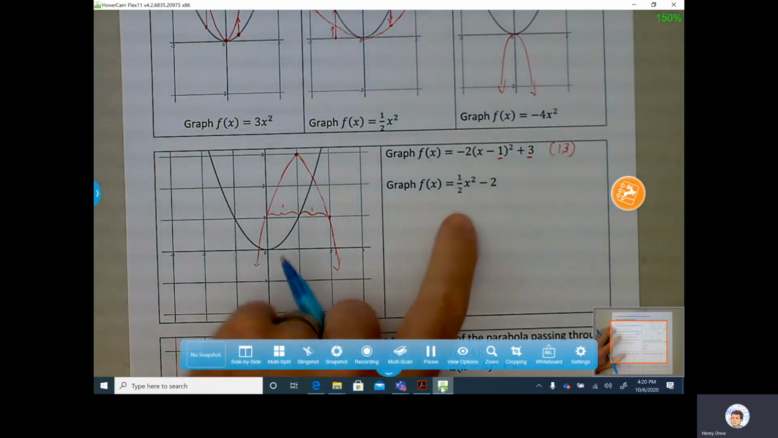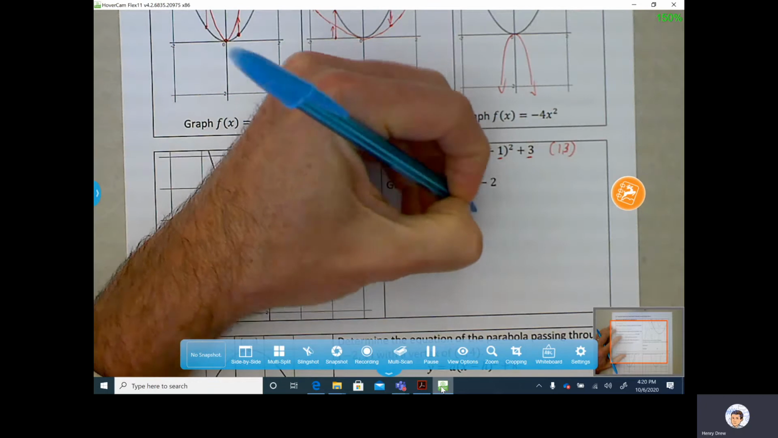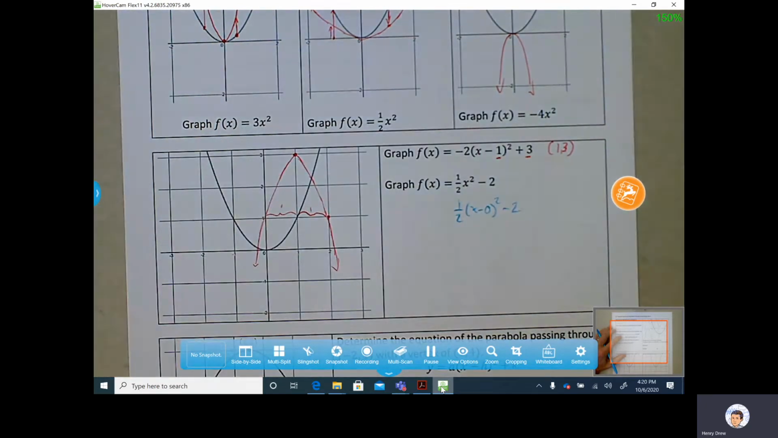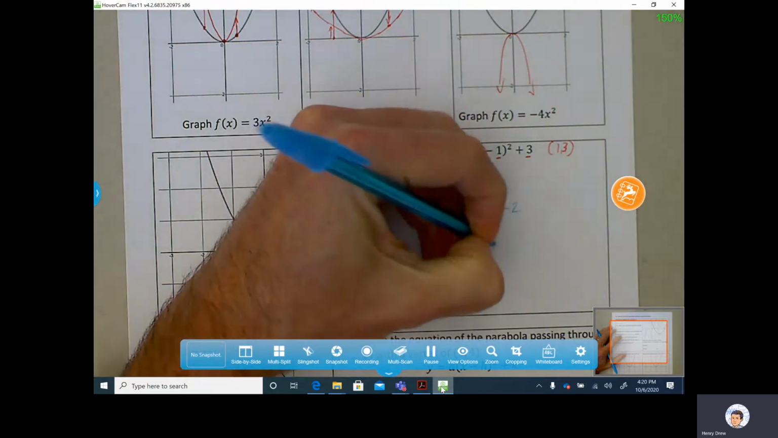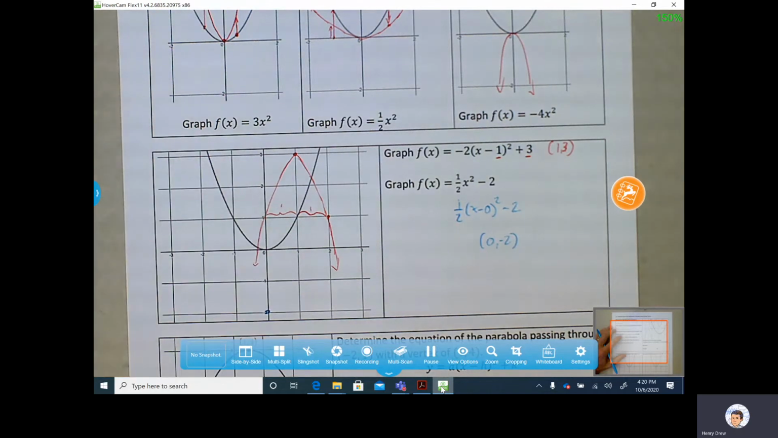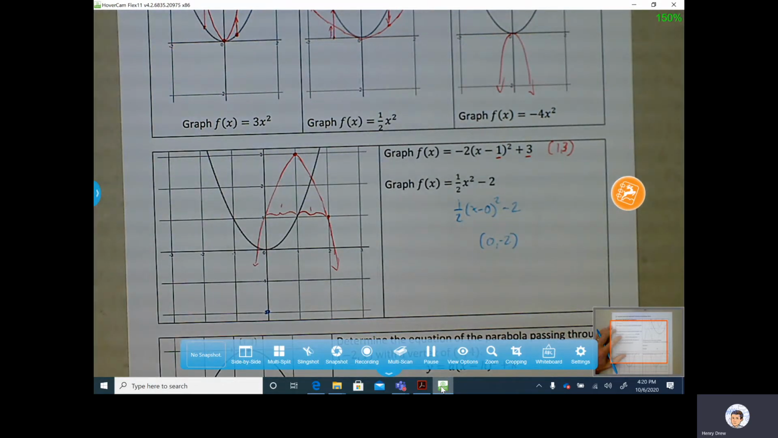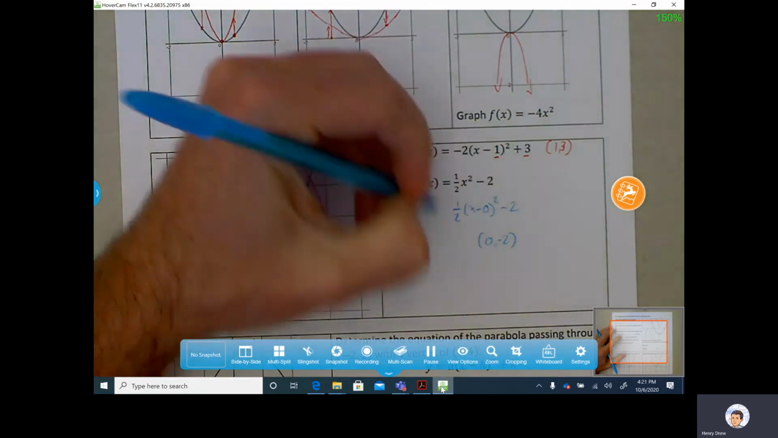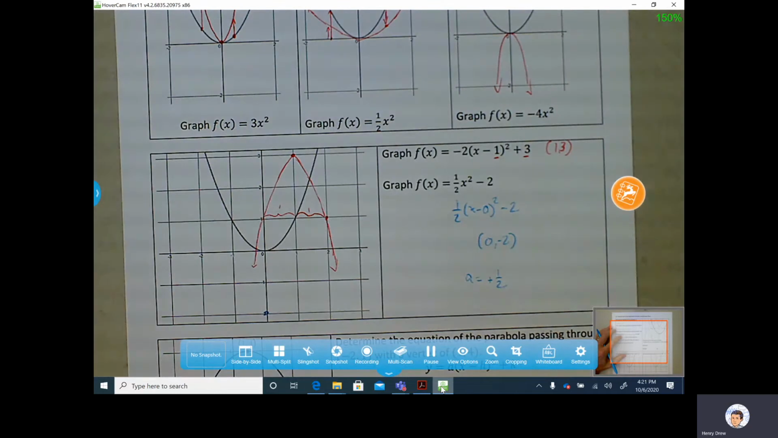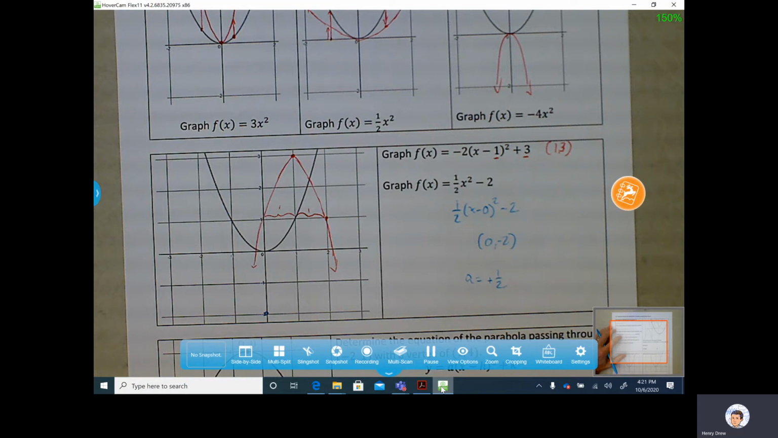For my second example, I wish I had my h value. I don't, unless I put it in the parentheses, and I can say that's x minus 0. So my vertex is going to be at 0, negative 2. I've only shifted down 2 units. I have not shifted left or right. My positive 1/2 for my amplitude tells me that I'm still going to be oriented upward, but I'm going to only have a vertical shrink. I'm going to look wider than this.